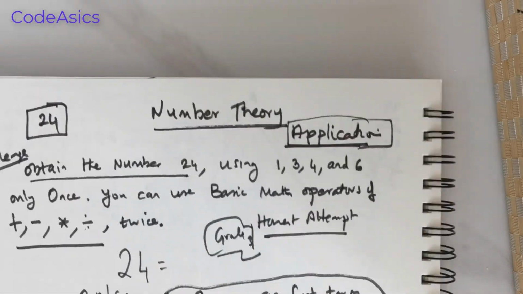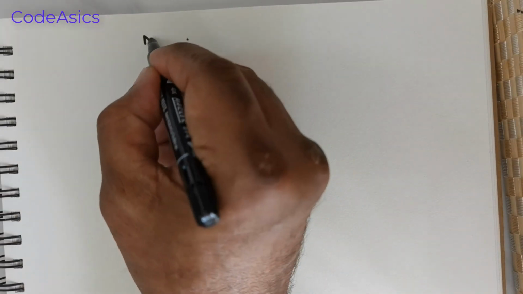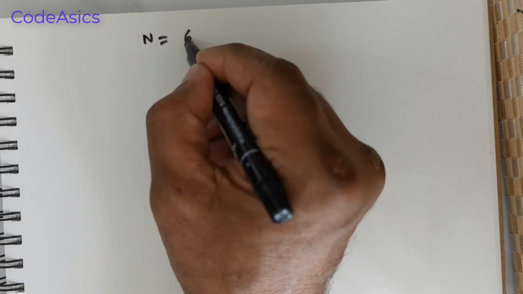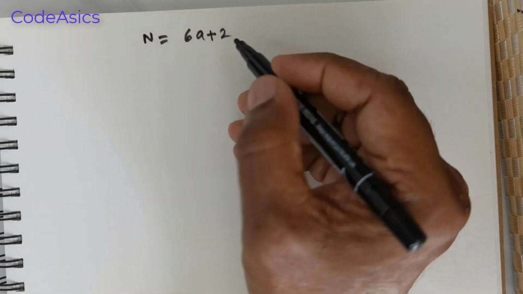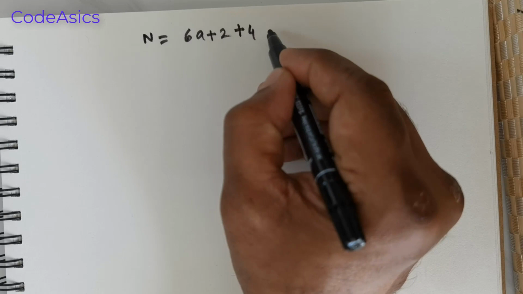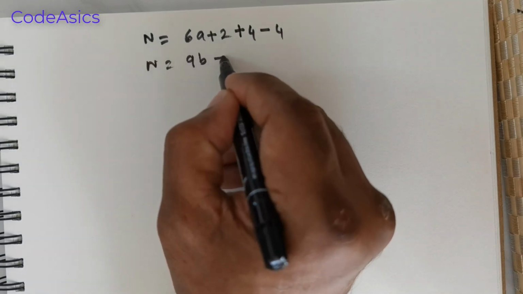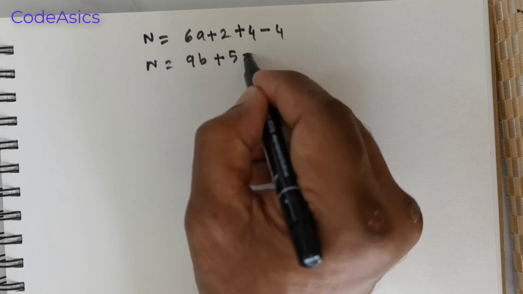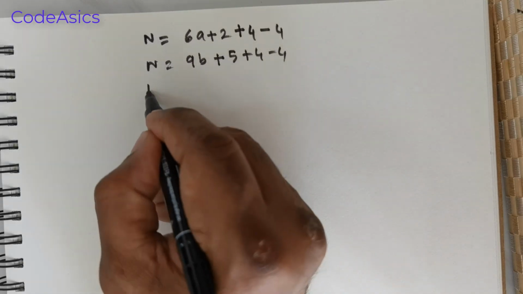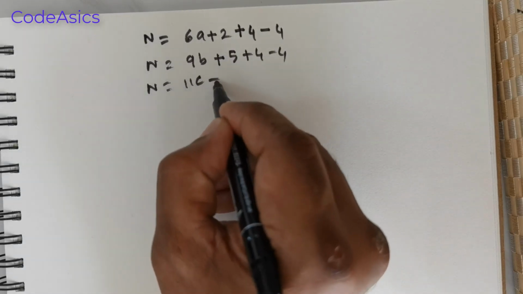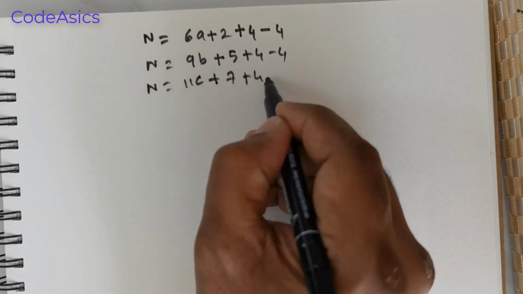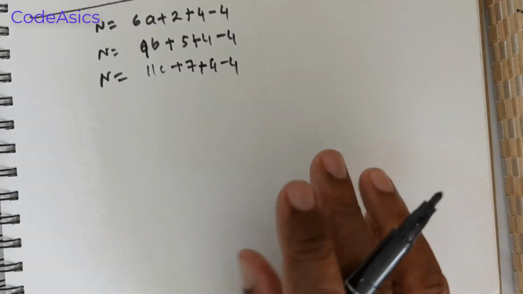So let me go to the next slide. I would like to write down these numbers. n is equal to 6 times a plus 2. As I mentioned to you, I'm going to add 4 and subtract 4. Also n is equal to 9 times b plus 5, add 4, subtract 4. n is equal to 11 times c plus 7, add 4, subtract 4.